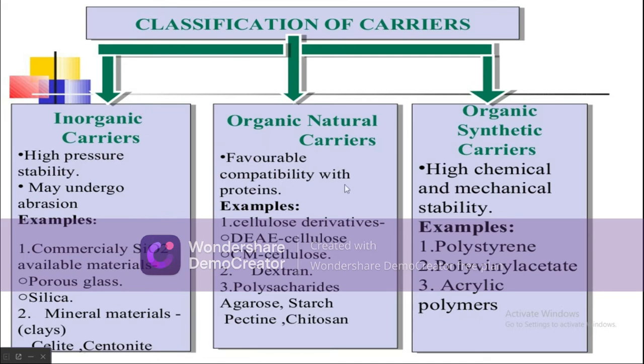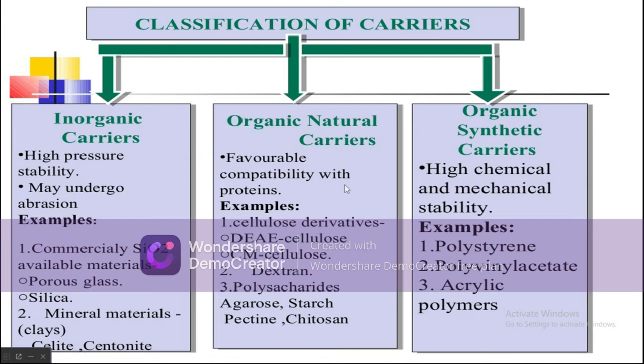Then we have organic carriers. We have cellulose derivatives, like diethylaminoethyl cellulose and CM cellulose. We have dextran. We have polysaccharides, which comprise agarose, starch, pectin, and chitosan. So these are the examples of organic carriers.